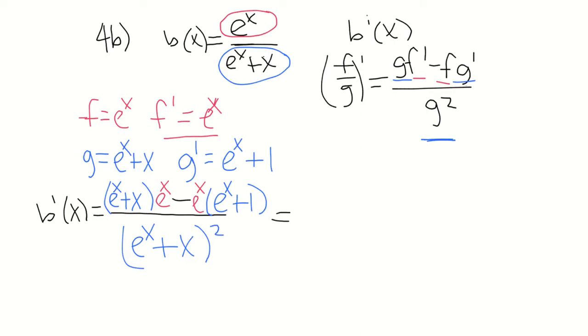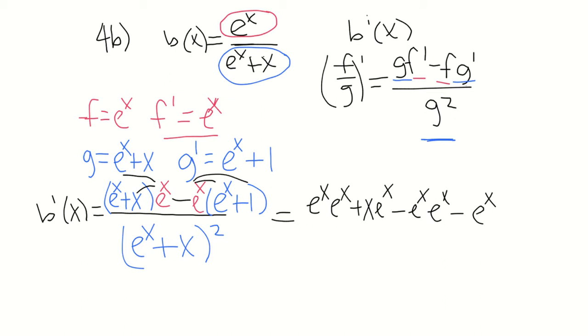And we can simplify this a little bit. So this is going to be e to the x plus x e to the x minus e to the x minus e to the x, just by multiplying out these parts. Okay, all of that over e to the x plus x squared.